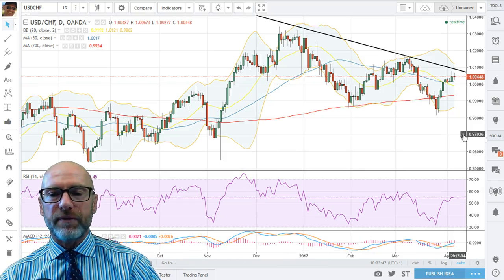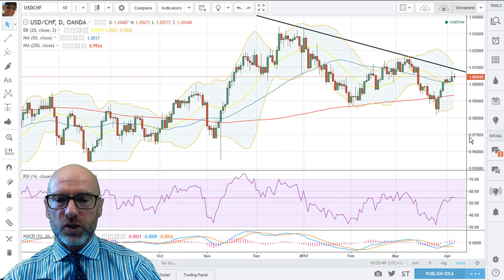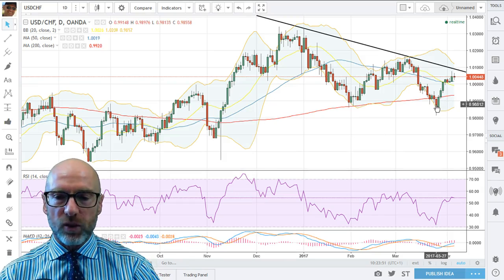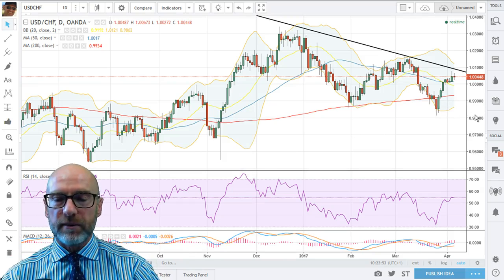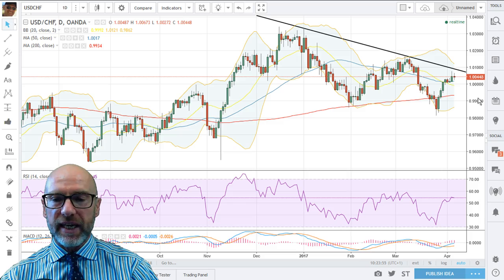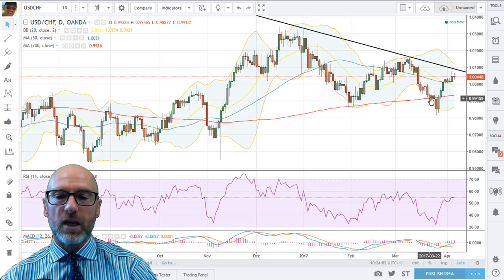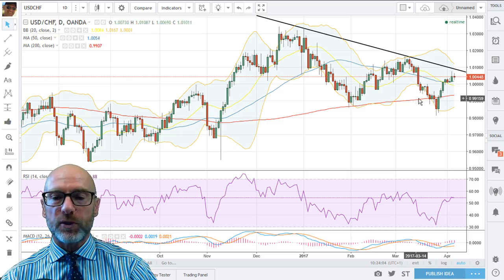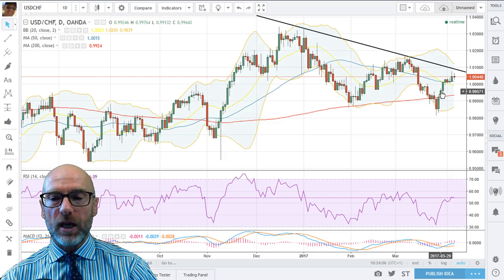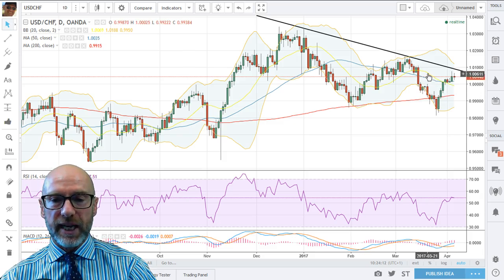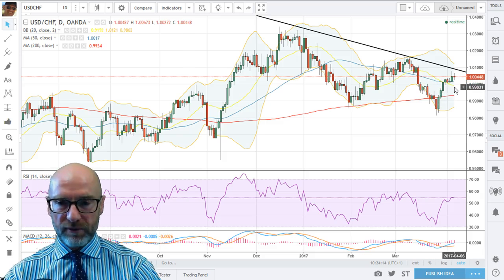So here we have the one-day chart on the Swissie. Each candle represents 1 day's trading. And what you can see is that the market came back at the end of March, found support from the uptrending 200-day moving average, which is this red line, moved back up, and has now gone back above the 50-day moving average, which is the blue line, and the yellow line, which is the 20-day moving average.